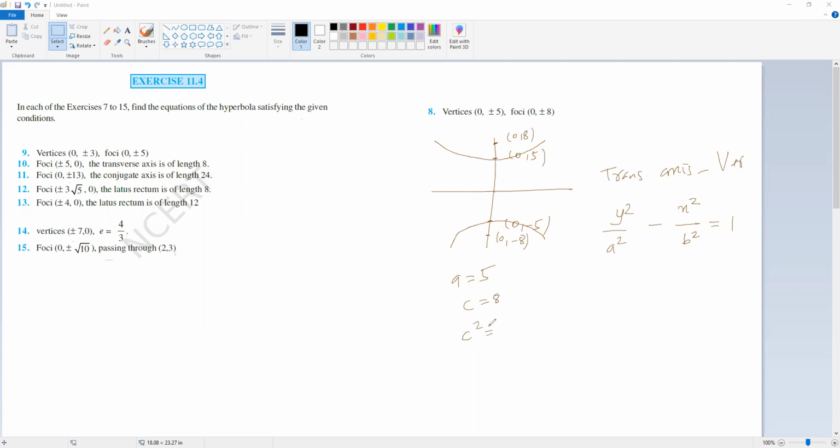So again formula है C square is equal to A square plus B square. So 64 is equal to 25 plus B square. So you will get B square is equal to 64 minus 25, which is equal to, sorry, 39. So your equation becomes y square by a square, that is 25, minus x square by b square, that is 39, is equal to 1. Got it?